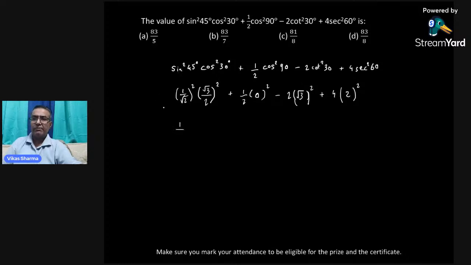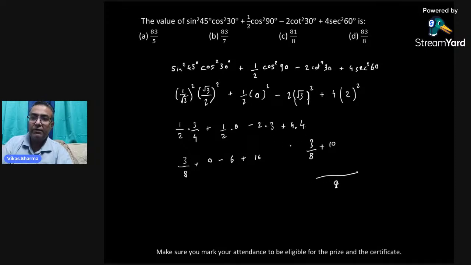Okay, so what do we get? 1 by root 2 square will give us 1 by 2, times root 3 by 2 square, so that will give me root 3 square is 3 upon 2 square is 4, plus half times 0 square is 0 only, minus 2 times root 3 square is 3, plus 4 times 2 square is 4. Let me simplify. 1 times 3 is 3, 3 by 8, plus half times 0 is 0, minus 2 times 3 is 6, plus 4 times 4 is 16. So it's basically 3 by 8 plus 10, because minus 6 plus 16 is 10. And now I find the LCM, so that's 3 plus 80 upon 8, which is 83 upon 8, sorry.